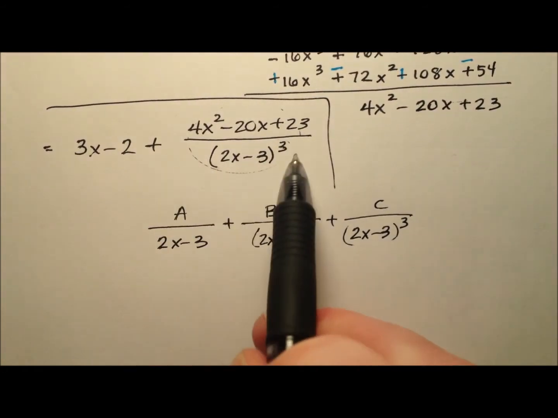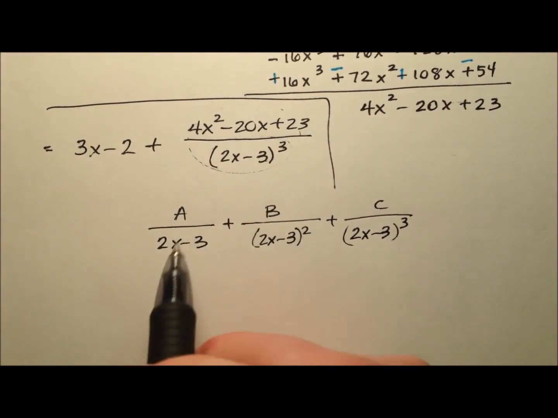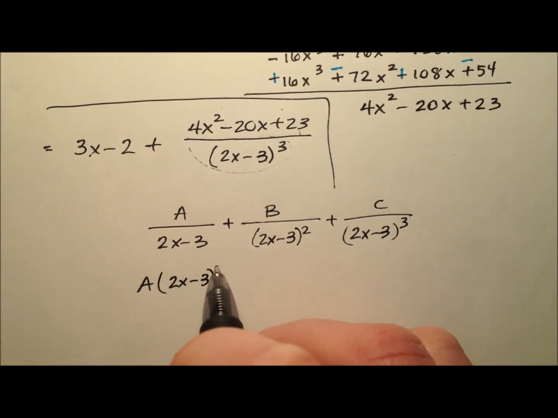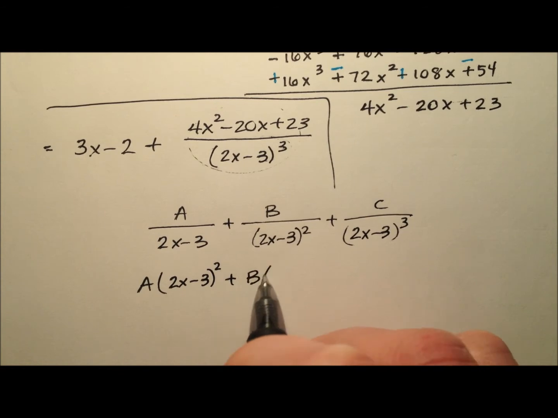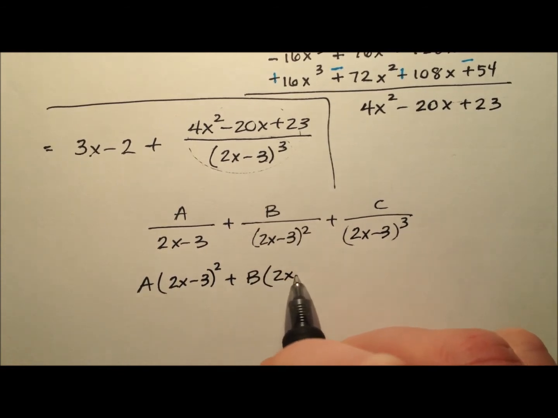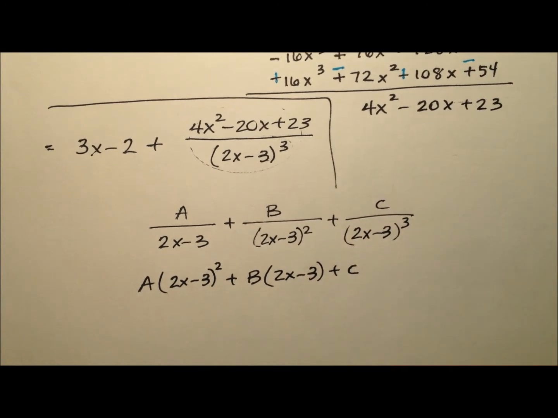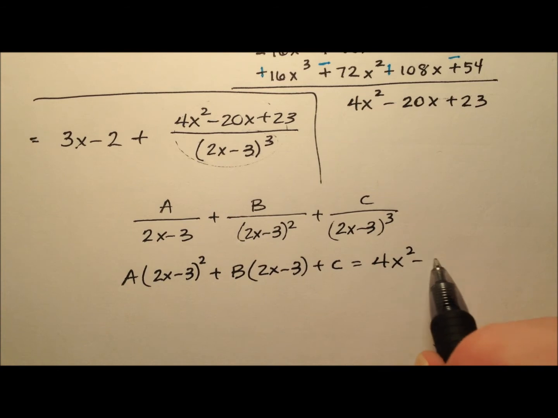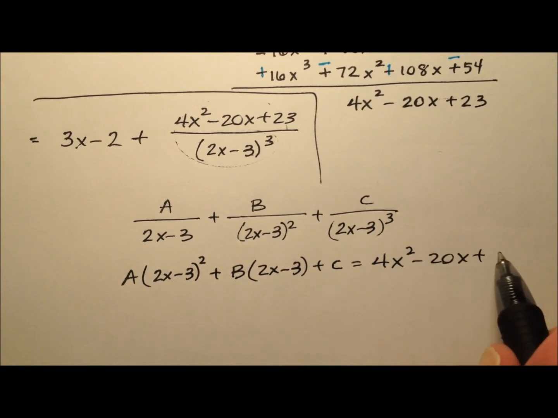So I know here's my common denominator, so what's this one missing? It's the A times, well, I have one of them, but I need two more. And my B, it has two, but I need one more. And my C, well, it's already got all three, so I'm good right there. And that equals this numerator of 4x squared minus 20x plus 23.